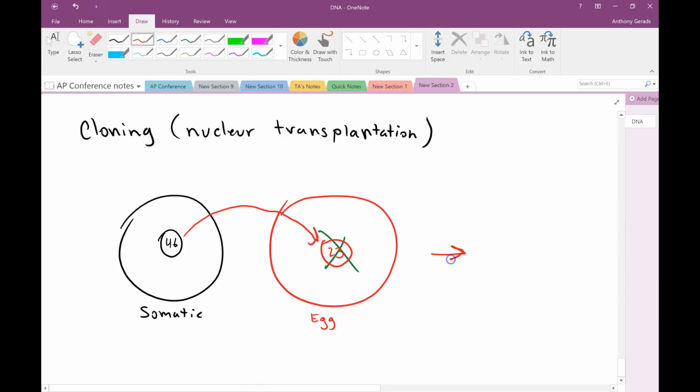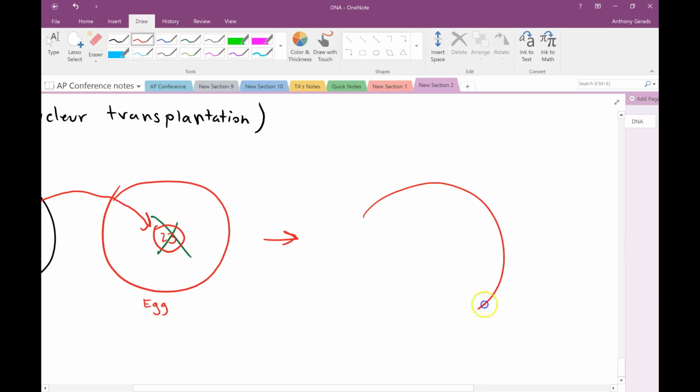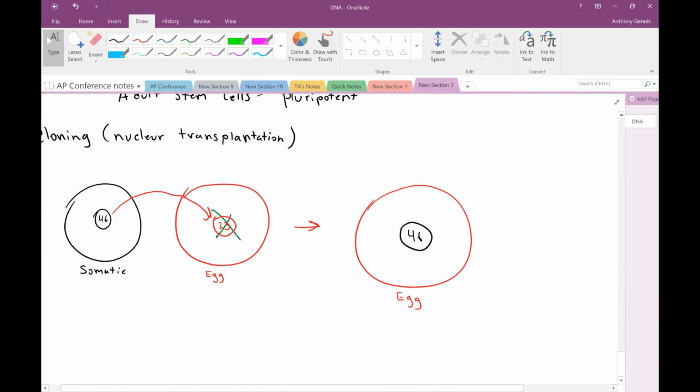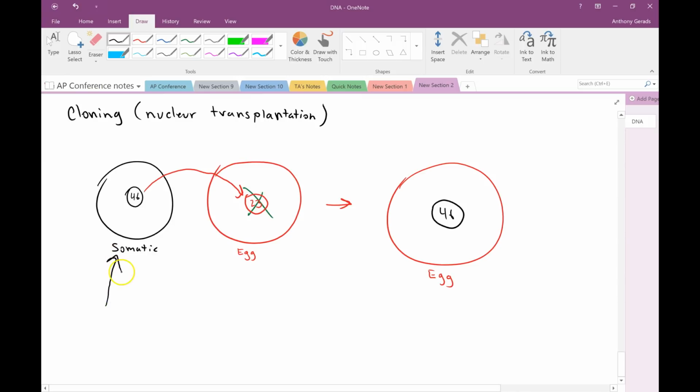And what I'm going to do is take this nucleus and transplant it into this, giving me an egg cell with this nucleus that has 46 chromosomes in it now. Now I've got an egg with a full set of DNA in there. And I just have to take this egg, insert it into a surrogate, or a mom essentially, and now it's going to give rise to a clone. That clone is going to be identical to the organism that gave this somatic cell.